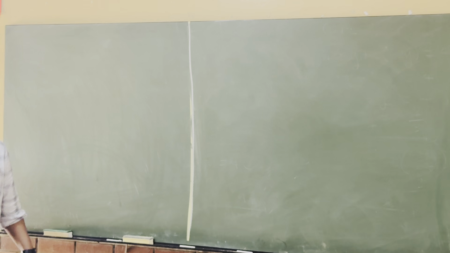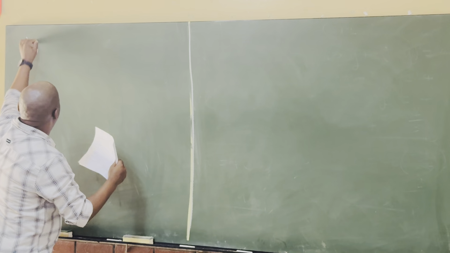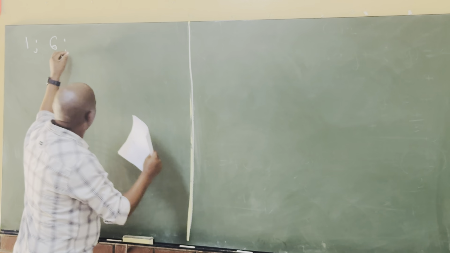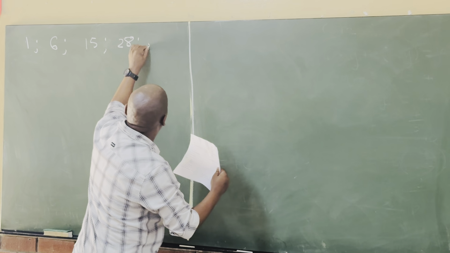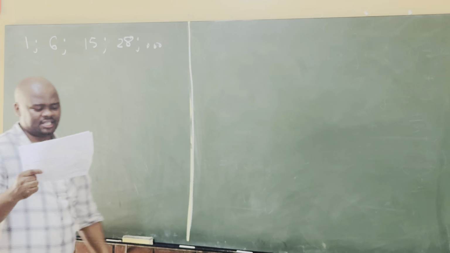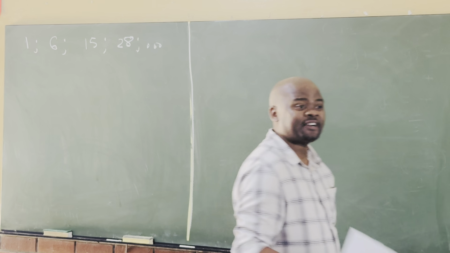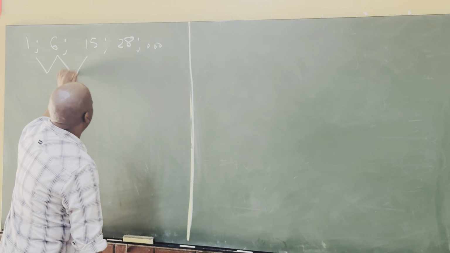Let's go and look at question 2. Question 2, you were given a quadratic sequence of 1, 6, 15, 28, which continues. Then they say, write down the second difference. That is easy. First we need to find the first difference.